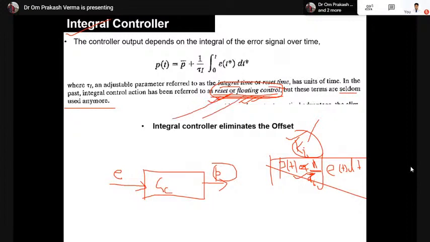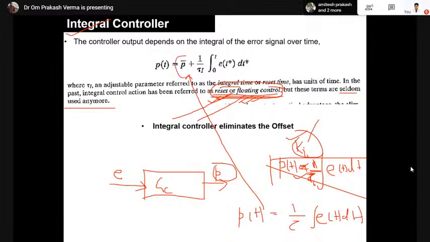Similarly for the floating controller, right? So the ultimate equation becomes p(t) equals 1 upon tau I times the integral of e(t). When you write this equation, you again find the p bar here. The p bar is again the steady state value, and when we compute the transfer function, p(t) minus p bar equals 1 upon tau I times the integral from 0 to t of e(t) dt.